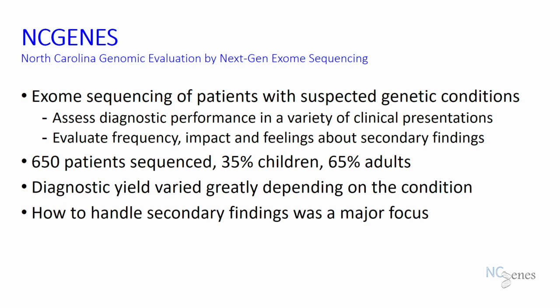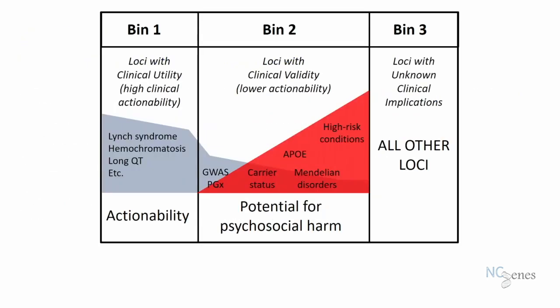One of the major things we addressed was how to handle secondary findings. And very early on, our group identified what we called 3 bins of genetic information, one being all loci that had what might be considered to be clinical utility or high clinical actionability. And these would be findings that if you identified them in a person without that disease, would strongly predict the development of a condition that could be preventable or treatable if caught early. Bin 2 being loci with clinical validity, meaning that they are clearly associated with disease but may not give you a targetable, preventable condition, but might, by disclosing that information, lead to psychosocial harm.